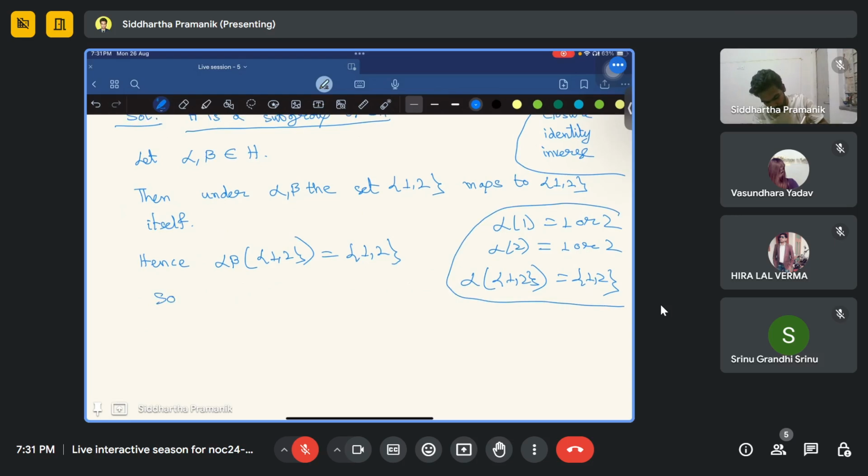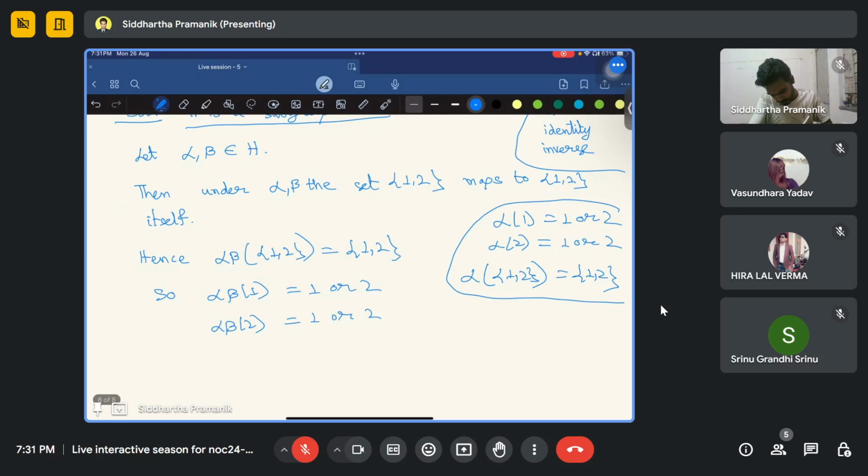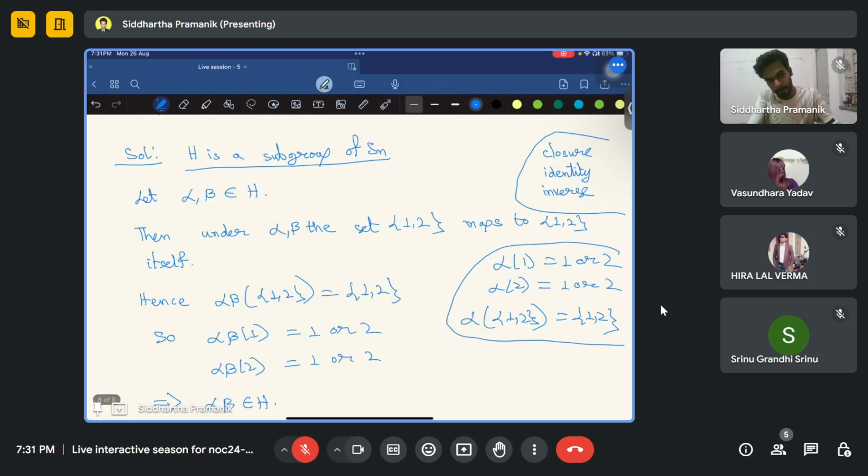So alpha beta of 1 equals 1 or 2, and alpha beta of 2 is also 1 or 2. So we have used that the composition of two bijections is again a bijection. So this implies alpha beta must be an element of H. So this proves the closure property.